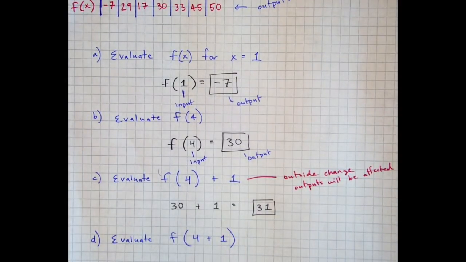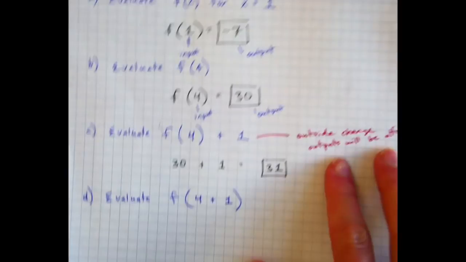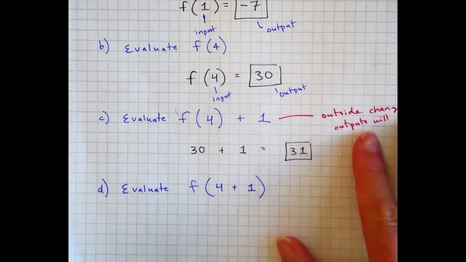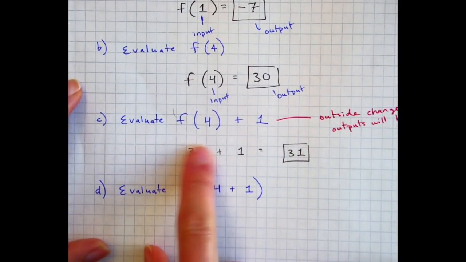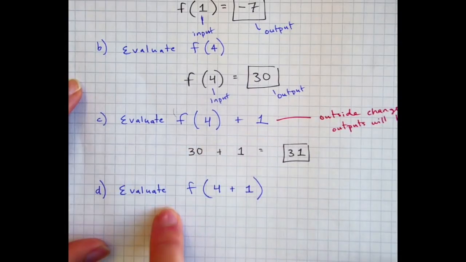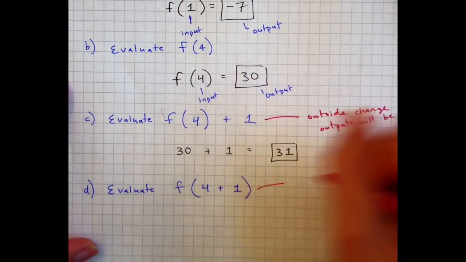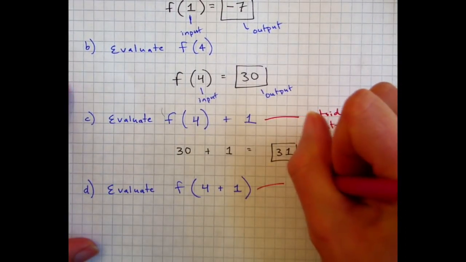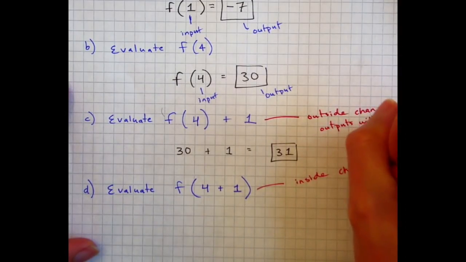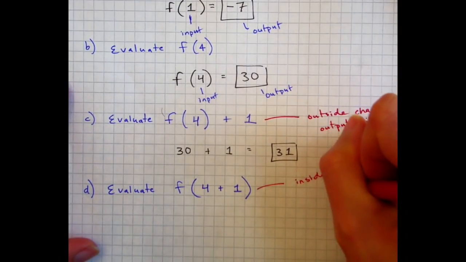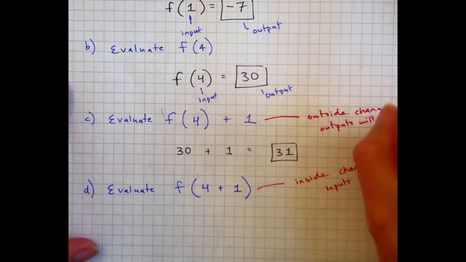Okay, so the real important part of this problem is noticing the difference between C and D. So here we have f of 4 and then 1 outside the parentheses. Here we have f of 4 plus 1 all inside the parentheses. So how is that going to affect our answer? Well, in part D, this is an example of an inside change where we know inputs will be affected.